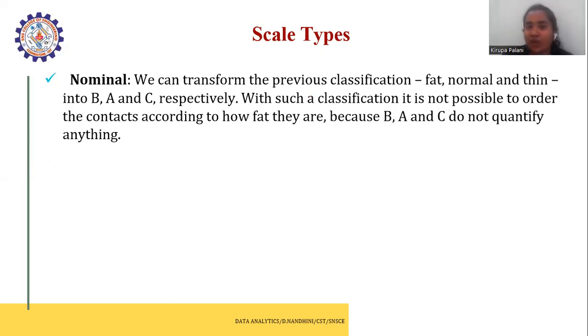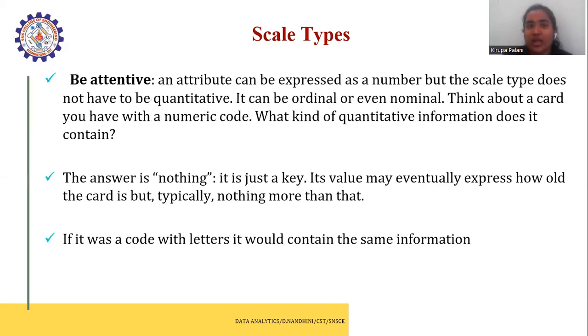Next is the nominal one. We can recode the previous classification of fattiness as nominal values B, A, and C respectively. With such a classification, it is not possible to order them according to how far apart they are, because B, A, and C do not express anything qualitative in a given order. Be attentive.